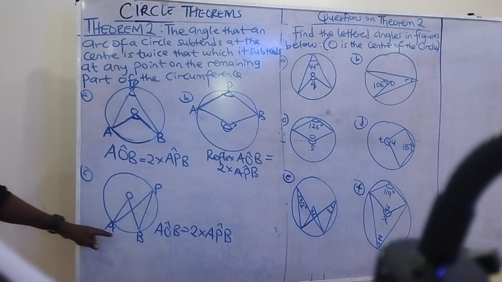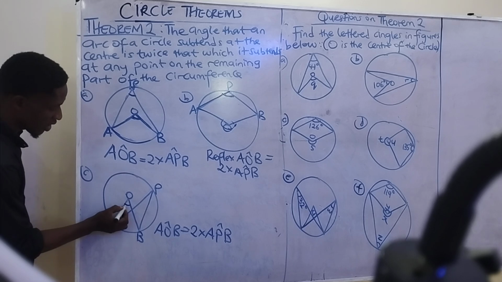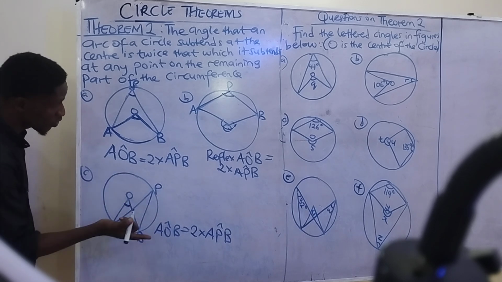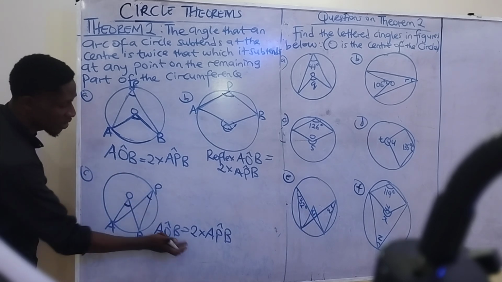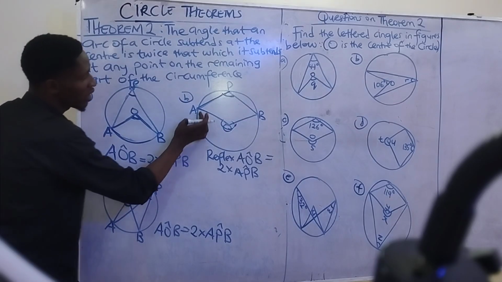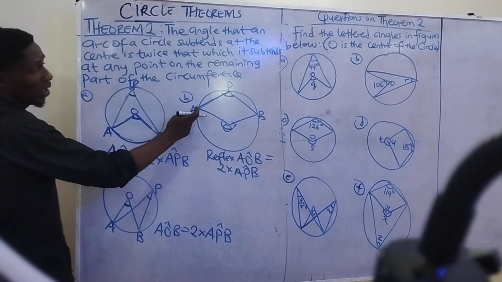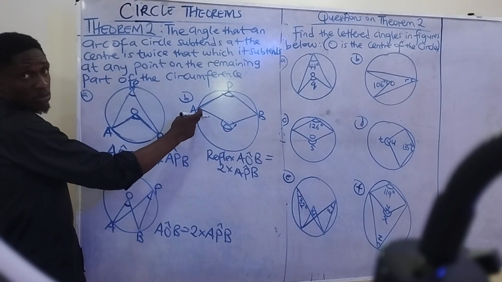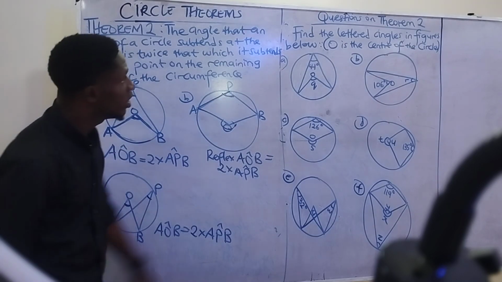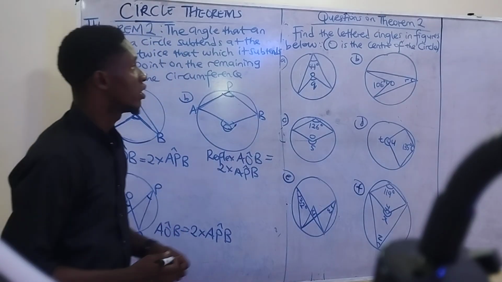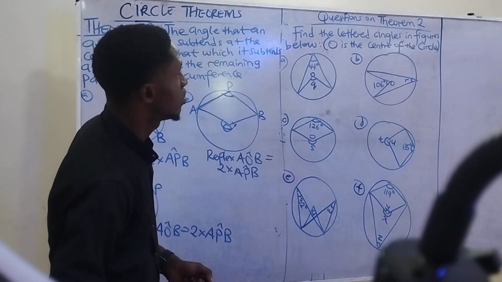Then the third scenario is that we have the angle at the center here, which you know is equal to 2 times the angle at the circumference. And make sure you can discover that all of them are coming from the same part, from the same position or points. Then we have questions on theory 2.